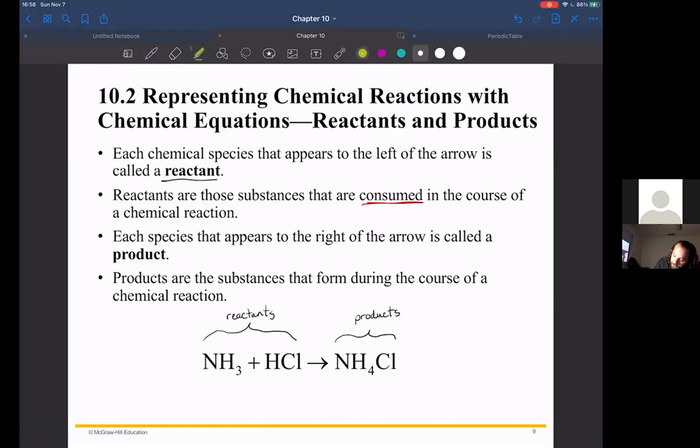So actually, let's color code. Reactants are consumed in a chemical reaction, and products are generated. Products are what are formed in a chemical reaction, right? So this chemical reaction is consuming ammonia and hydrochloric acid. These two are reacting with one another to form this new product, which would be ammonium chloride. So reactants are what's consumed, and products are what's formed.